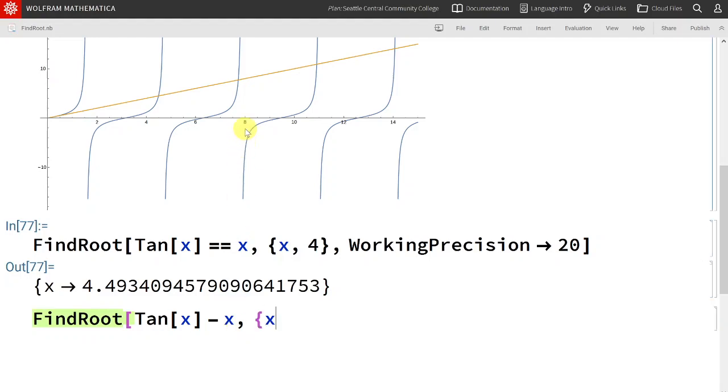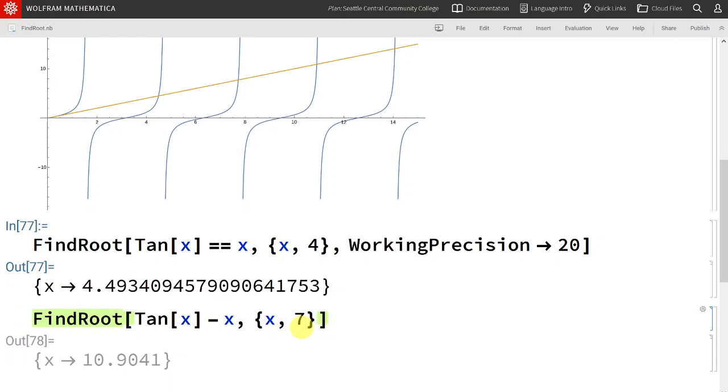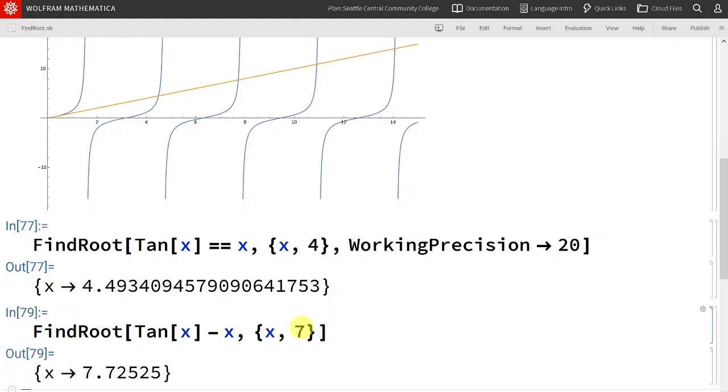And I'll use the starting point 8 since that is close to this solution. So x comma 8 and brace. Oh, and it looks like Mathematica found this solution here, 10.9041. 8 went over to here. So I'll type in a different number. This can happen. 7 as our starting point. And Mathematica goes to this solution.